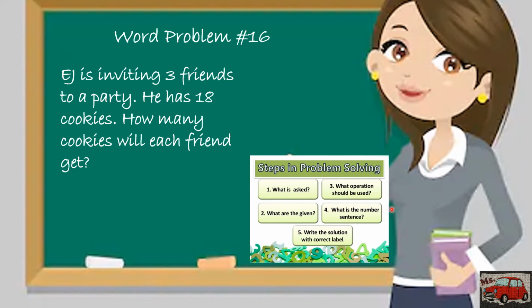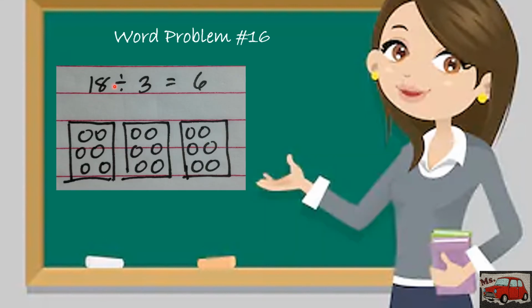friends. Next, what is the number sentence or expression? So since division, that would be 18 divided by 3. Then let's solve. Alright, so yung 18 na cookies, hinati natin sa tatlong friends. So bawat isa makakakuha ng 6 na cookies.